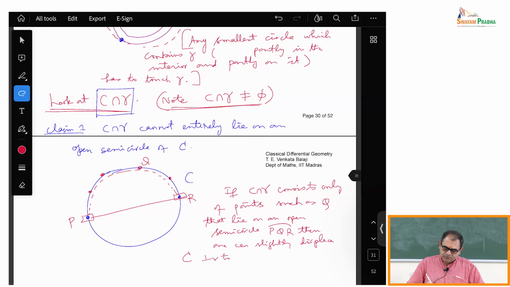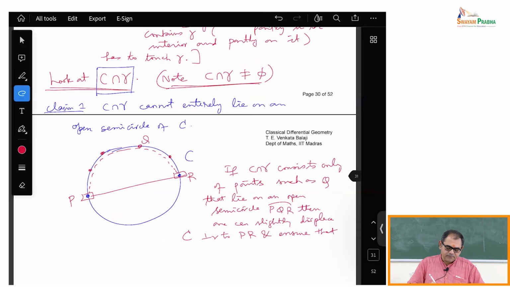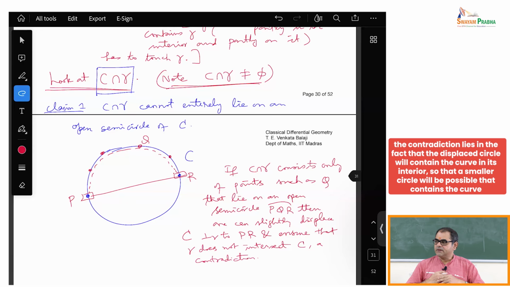perpendicular to PR and ensure that gamma does not intersect C, okay, a contradiction, because as I told you, it's very, very important, gamma has to intersect C, because gamma intersection C is non-empty, okay.